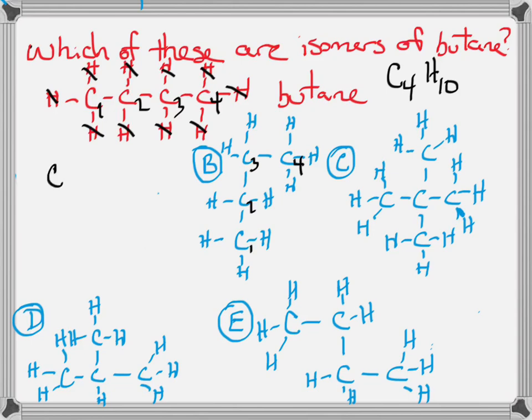What I get is C4 and H10. So once again, the molecular formula is the same as the butane molecule given in the question, and so we're off to a start. We passed test 1 for isomers. Test 2 is: is the arrangement the same? For that I'm going to go ahead and name it. It's got 4 carbons, and so that's a but-.